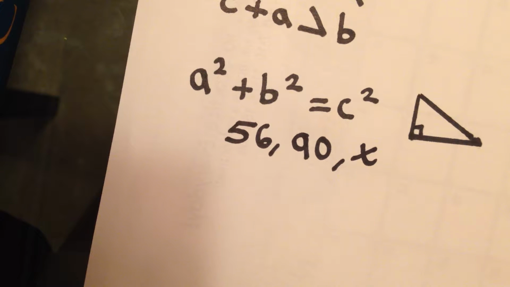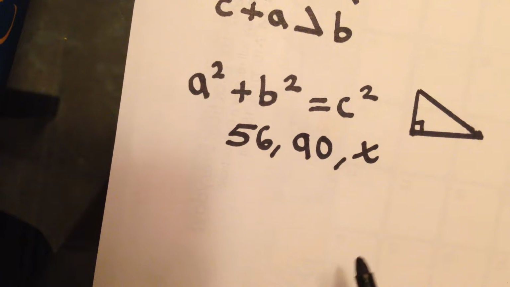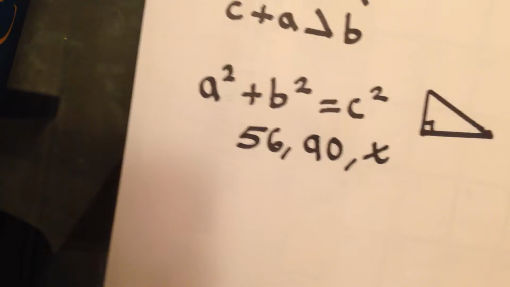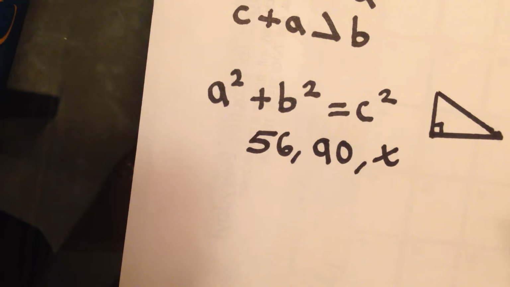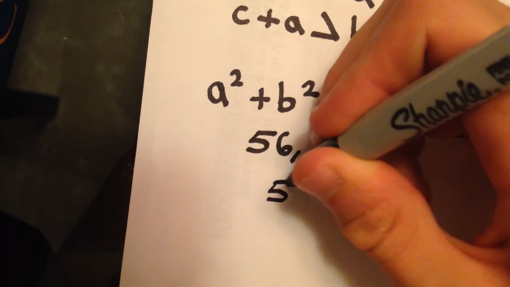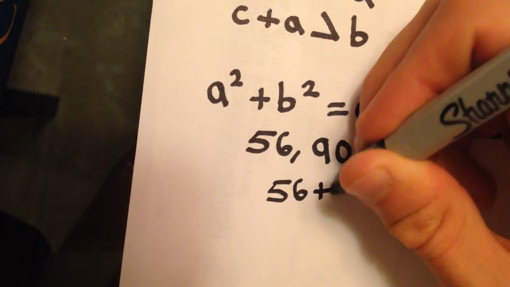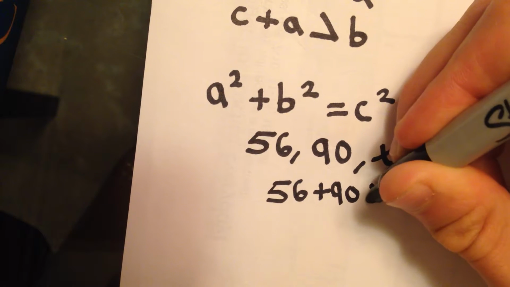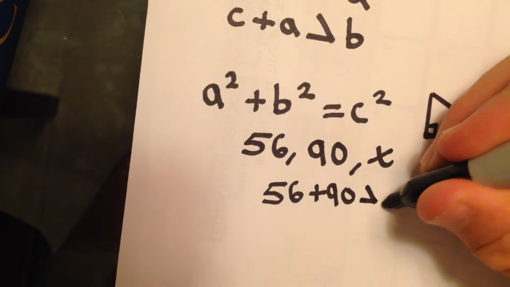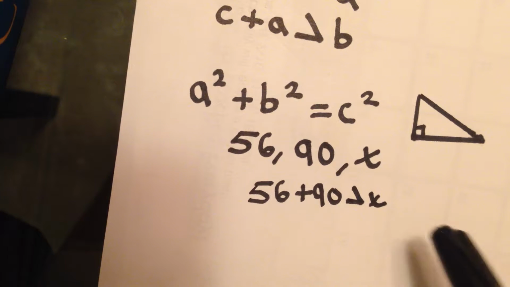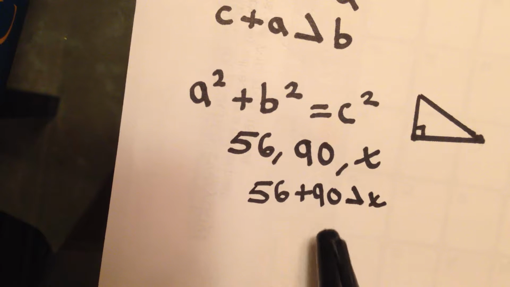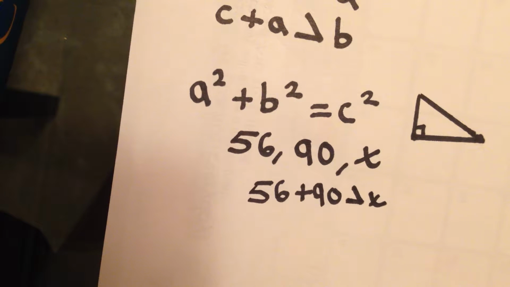Well, we know that any two sides have to be greater than the third side. So we know that 56 plus 90, whatever that is, has to be greater than x. That's a way that you know this triangle will work. Also, it's important to note that x plus 90 must be greater than 56, which is obvious, and also x plus 56 must be greater than 90. Those are some rules you can write about it.